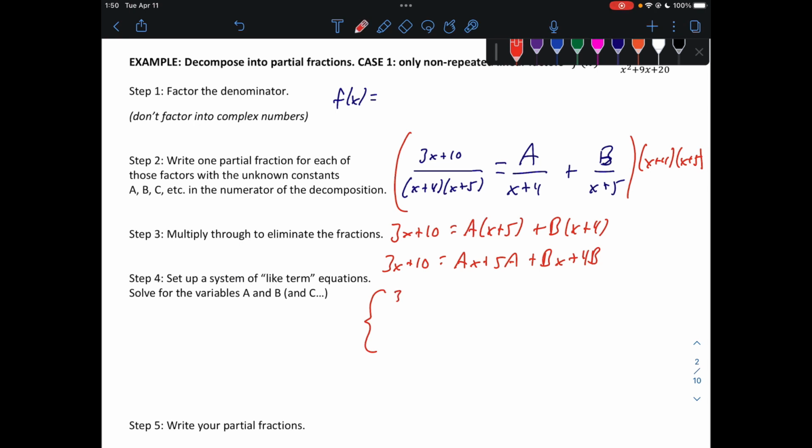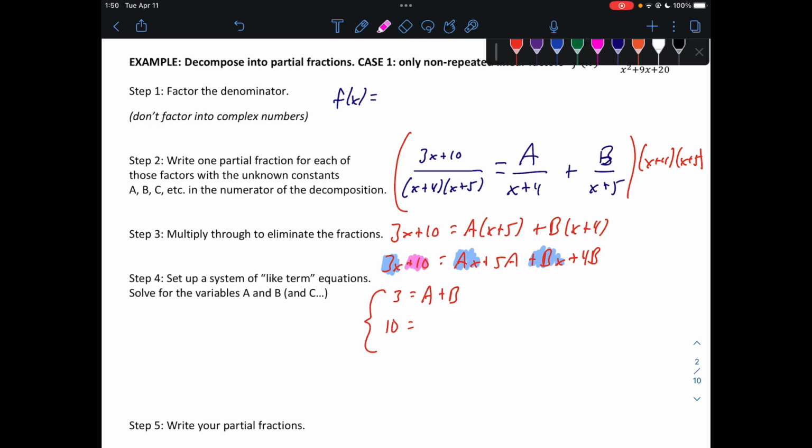So we're going to go 3 and 10. We're just looking at the constants here. So 3, I'm going to do some highlighting here, 3x would equal ax plus bx. So 3 must equal a plus b.